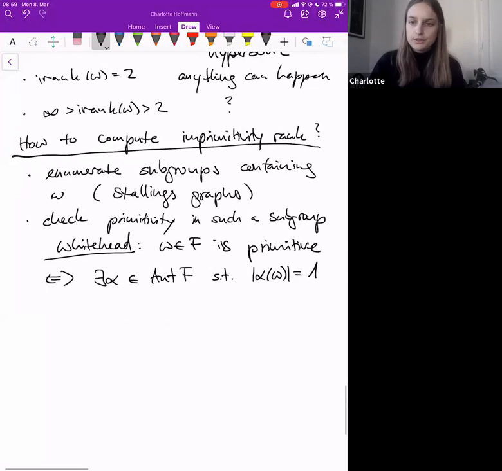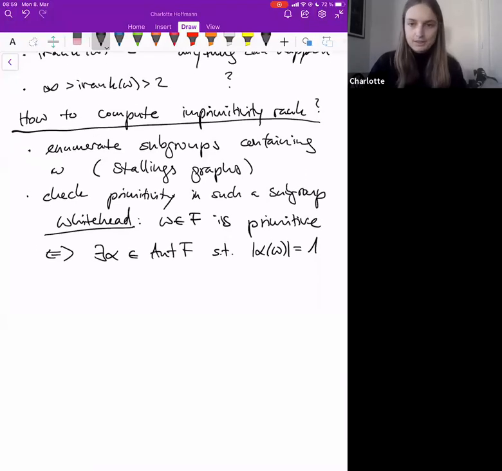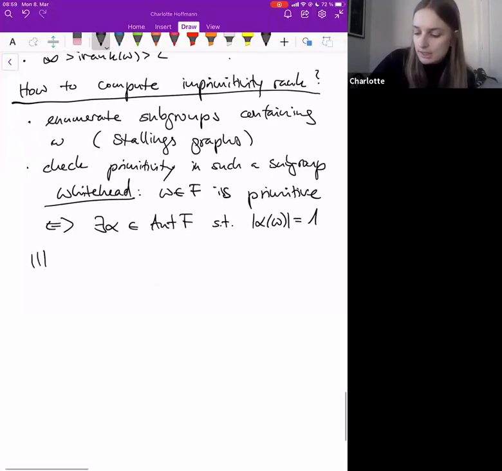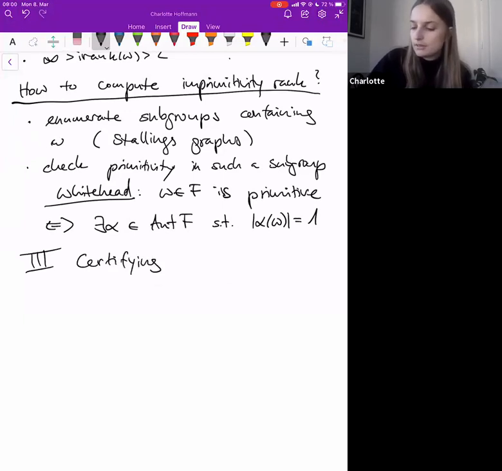And then Whitehead also gives you exactly how those automorphisms can look like. And so you can check if you can reduce the length of the word. And if you can't reduce it anymore, then it's not primitive. But if you arrive at length 1, then it is primitive. Okay. But I think I leave it at that and then get to the third part, which is about certifying hyperbolicity.